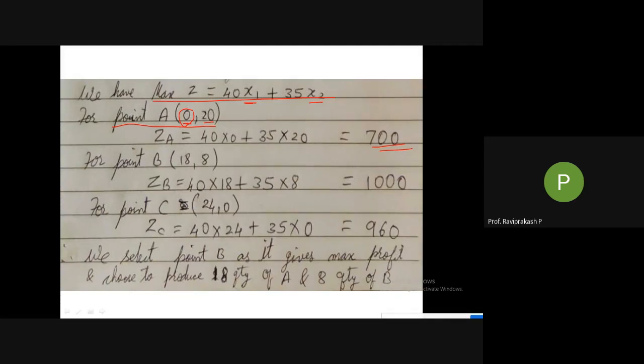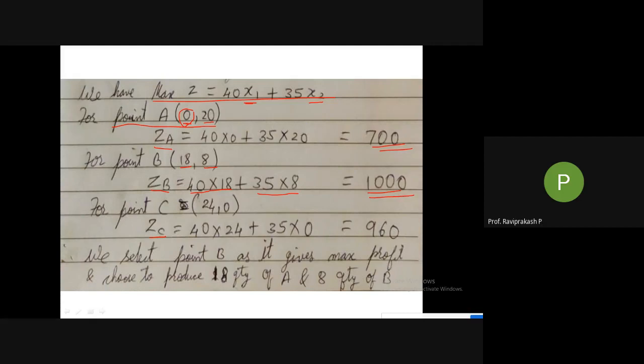Now coming to point B, 18, 8. So what is Z of B? Here the general equation is max Z, and here it is Z of A, Z of B, and Z of C for each point. So Z of B: in place of x1 it is 18, and in place of x2 it is 8. So it is 40 into 18 plus 35 into 8. Again calculate using your calculator, and I'm getting a value of 1000.